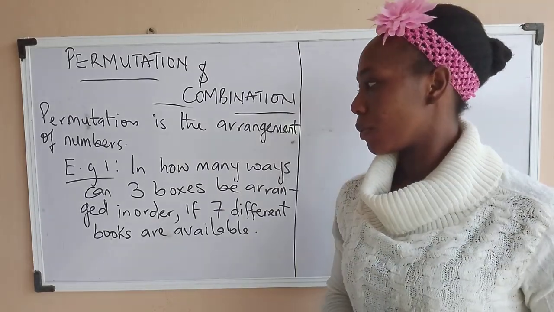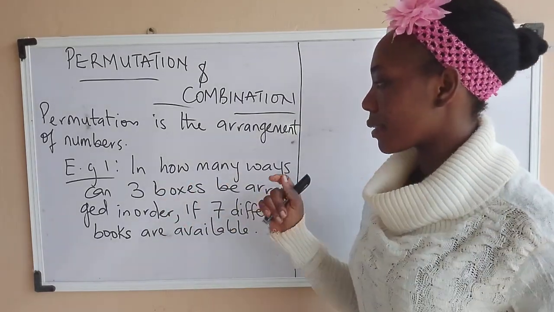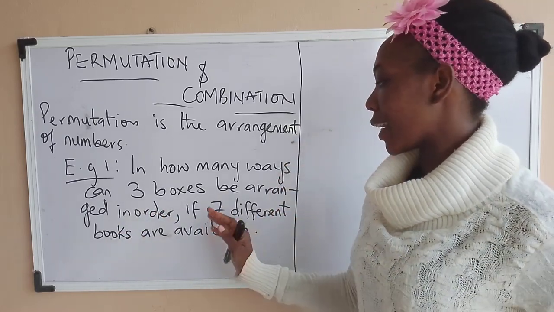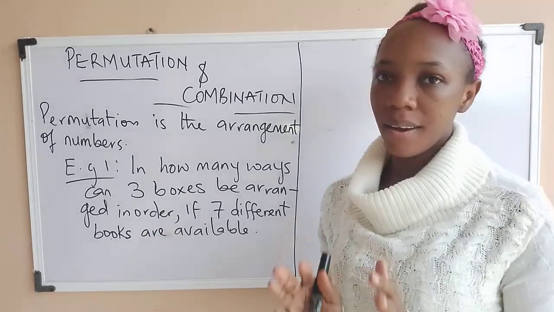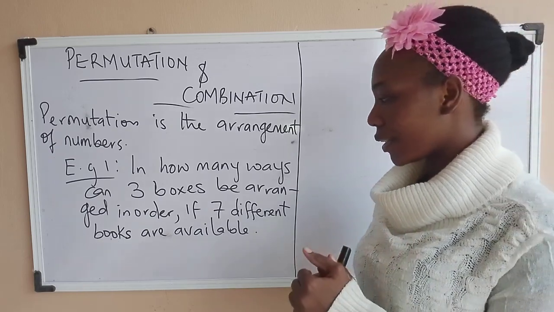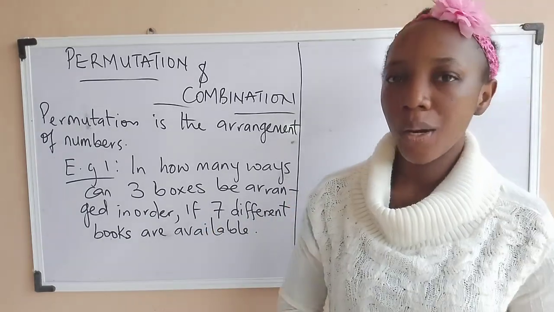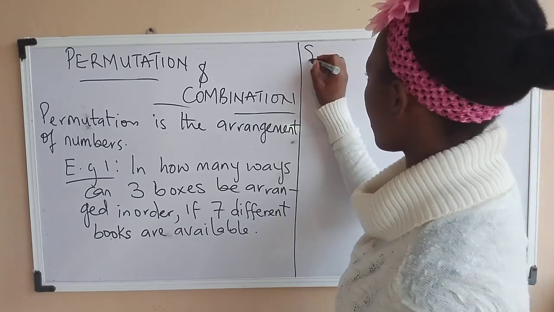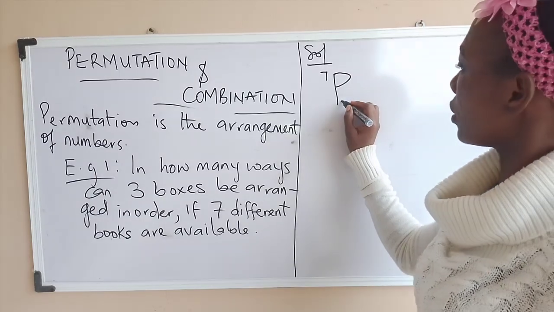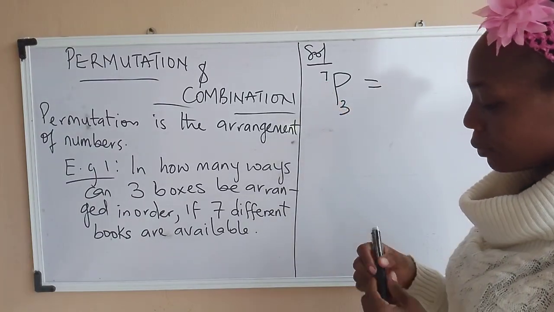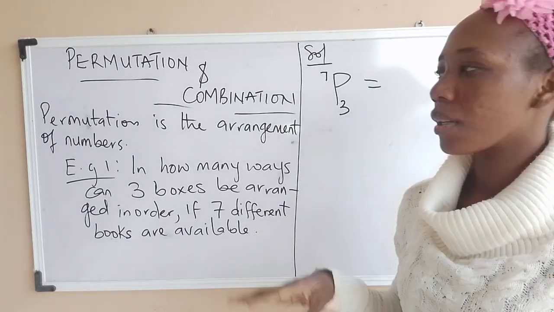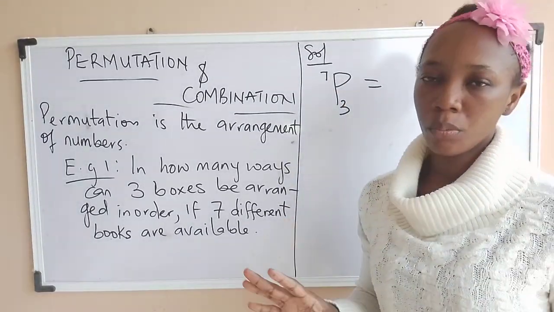Numbers. Example 1: in how many ways can 3 boxes be arranged in order if 7 different books are available? So how do we solve that? Solution. This is written as 7 permutation 3. These are the 7 different books, and these are the 3 different boxes, or the spaces available to arrange this number of books.